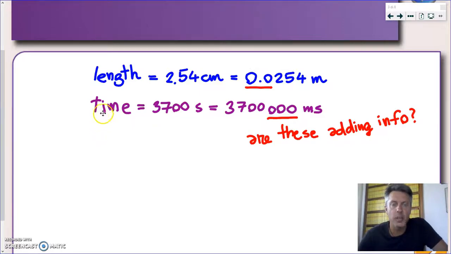So let's imagine we measured also a time, 3,700 seconds. And again, let's imagine I'm going to ask you, but how many milliseconds is that? You were right that this is 3,700,000 milliseconds. And as you can see, you start with a number with 4 digits. You end up with a number with 7 digits. Are these 3 extra digits at the end adding information about the number?